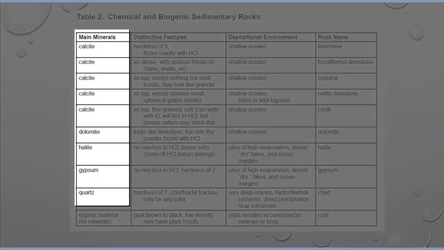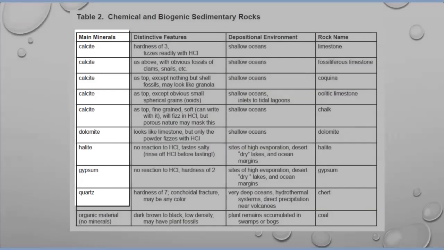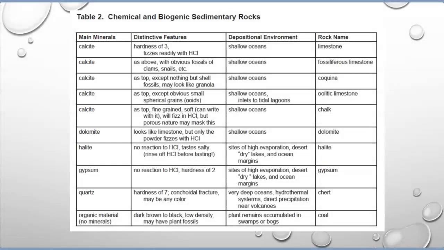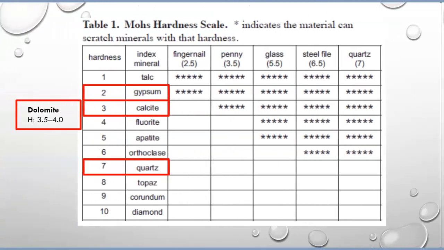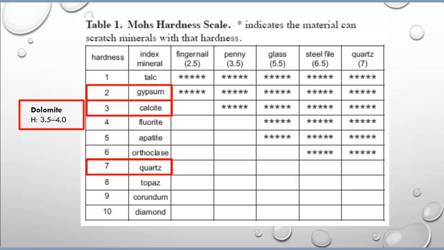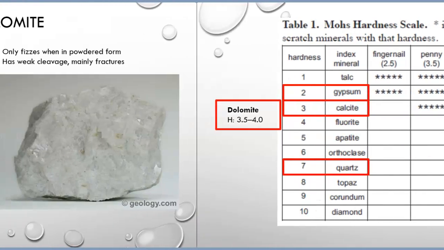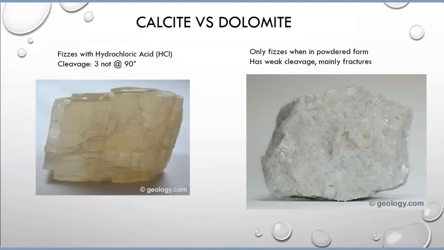Notice how the minerals in these rocks are ones that you've seen before: calcite, dolomite, halite, gypsum, and quartz. Biogenic sedimentary rocks, by the way, are those rocks that originate from a biological source. The hardnesses of the minerals help us identify the chemical/biogenic sedimentary rock. Calcite and dolomite are common minerals found in chemical/biogenic sedimentary rocks. As you know, calcite fizzes when you put acid on it, but dolomite, the cousin of calcite because it has some magnesium thrown in with the calcium in the crystal structure, only fizzes in powdered form.